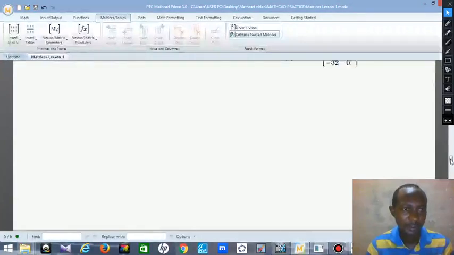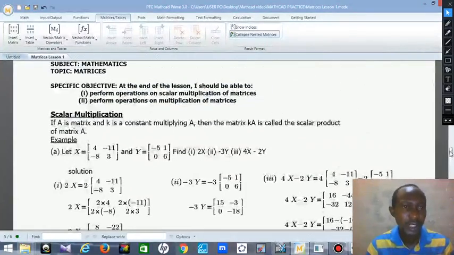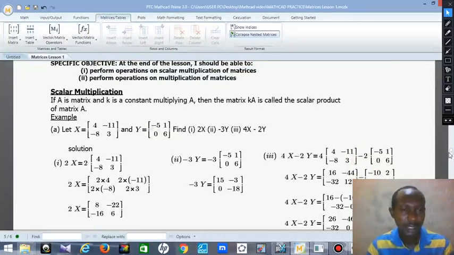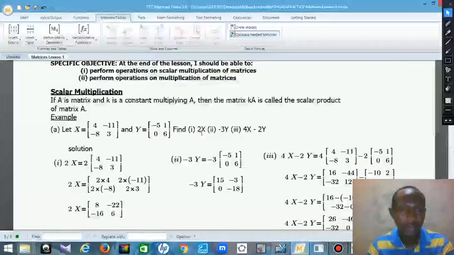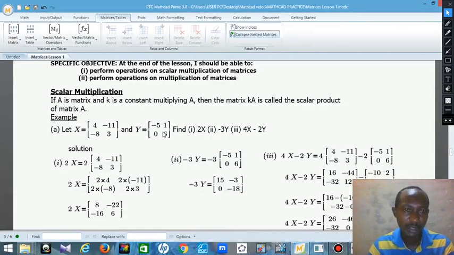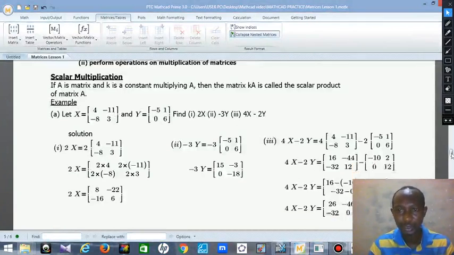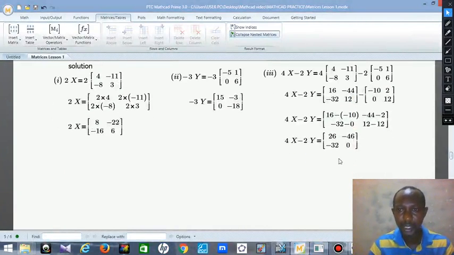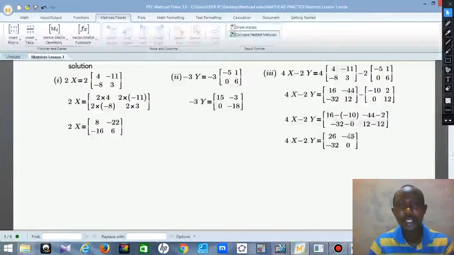We started with scalar multiplication. We said you have a constant number called the scalar multiplying the matrix. Each of the constant will multiply each element in the matrix, just like that. That's what we do in scalar multiplication. So take note of that. Hope you can see it clearly now. The constant outside will multiply each of the elements. You get your result. So take note of that.